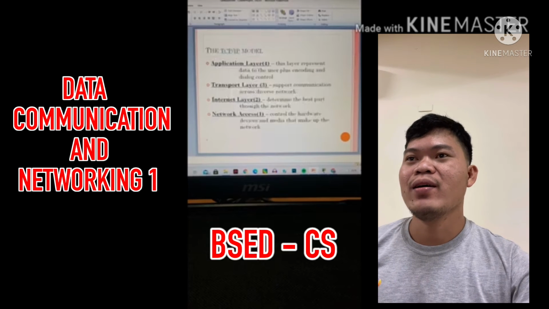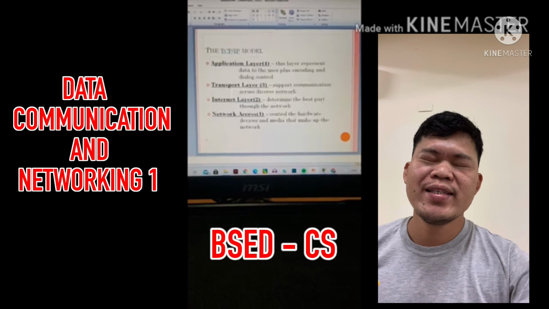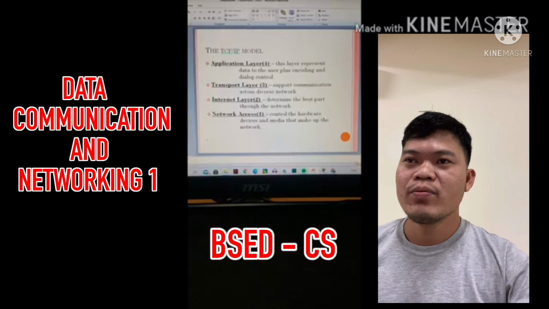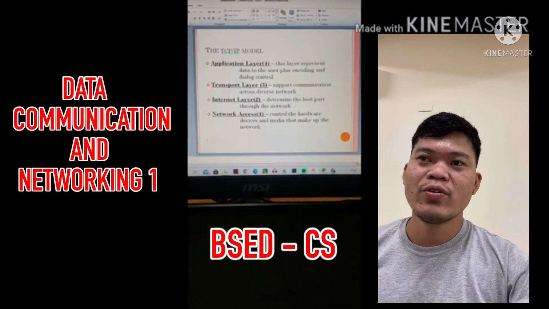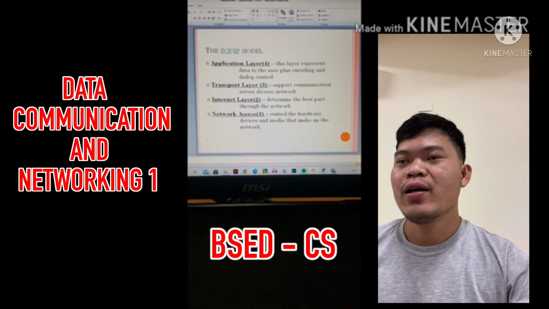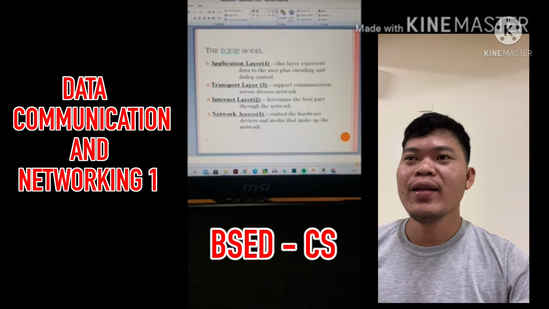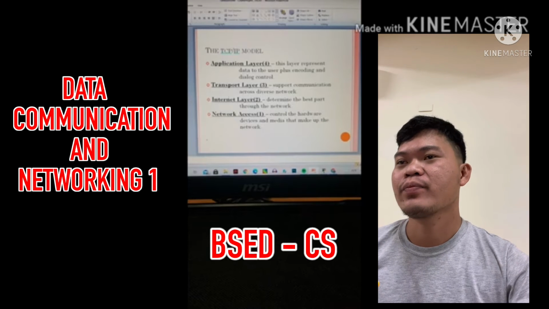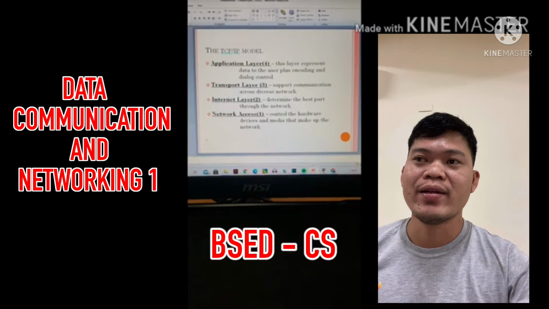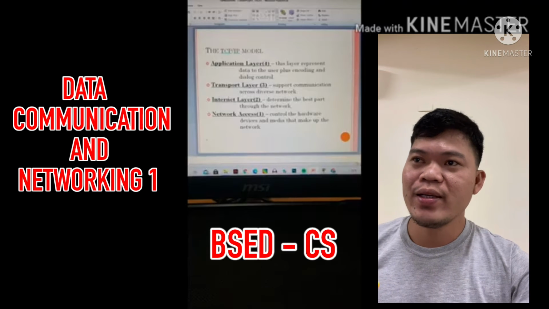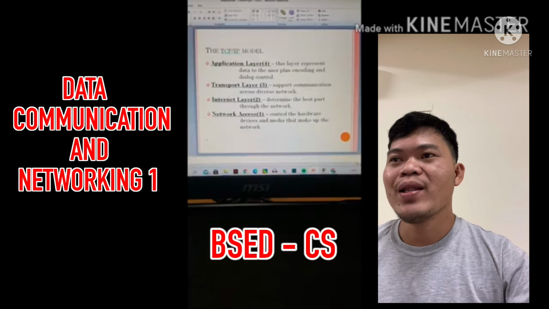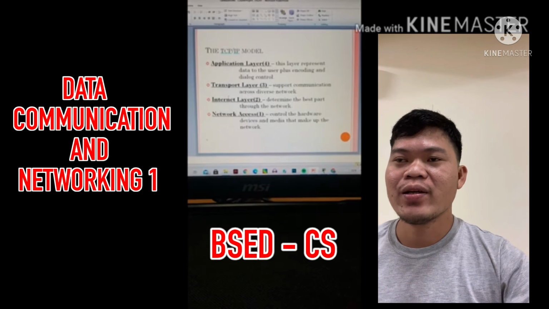So next, we have the TCP/IP model, or the Transmission Control Protocol and Internet Protocol model. The 4th layer of this TCP/IP model is the application layer. So what is the application layer? It is the layer that represents data to the user, plus encoding and dialogue control.